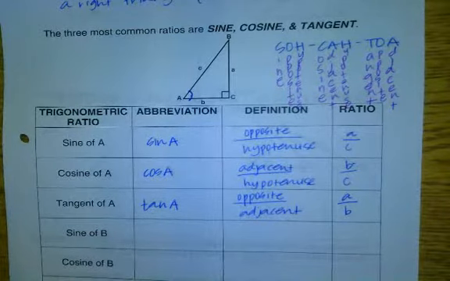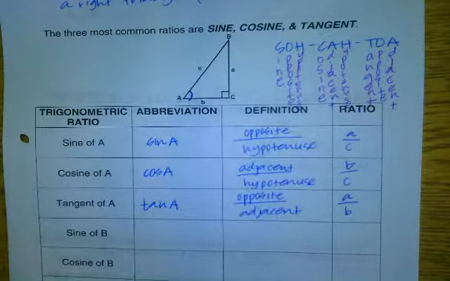Okay. Either by yourself or with your table group, I want you to do the sine, cosine, and tangent of angle B. Go. Shouldn't take you but 2 minutes. Sine, cosine, and tangent of angle B.